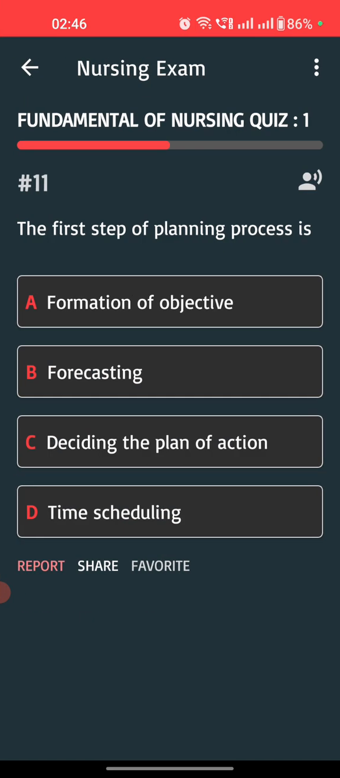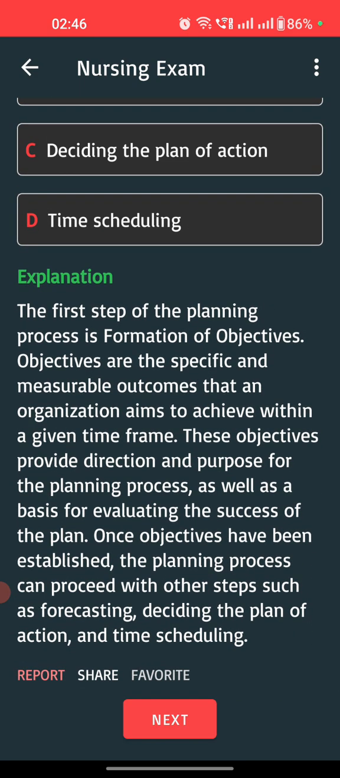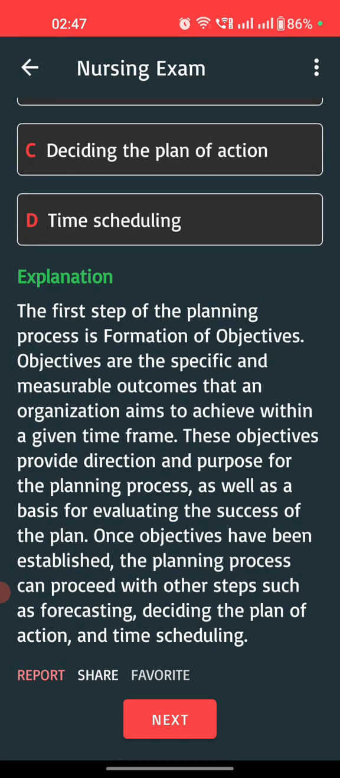The first step of the planning process is A. Correct answer. The first step of the planning process is formation of objectives. Objectives are the specific and measurable outcomes that an organization aims to achieve within a given time frame. These objectives provide direction and purpose for the planning process, as well as a basis for evaluating the success of the plan. Once objectives have been established, the planning process can proceed with other steps such as forecasting, deciding the plan of action, and time scheduling.